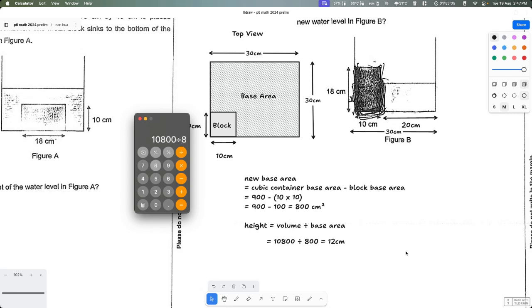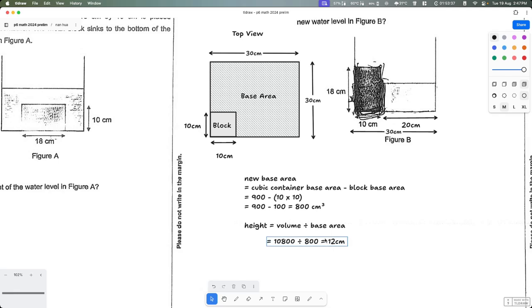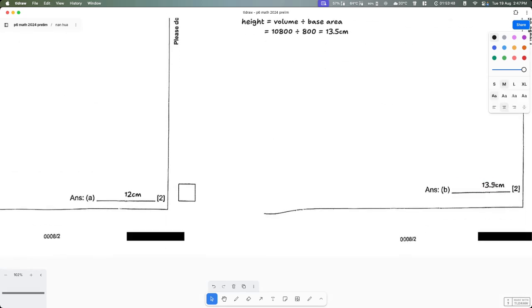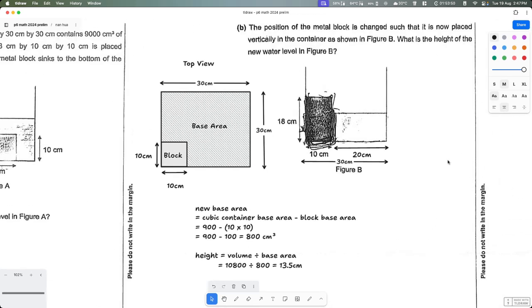10,800 divided by 800. This will give us 13.5 centimeters. All right, there you go. So that's the answer to this question. So this is 13.5 centimeters. Okay, let's move on to the next question.